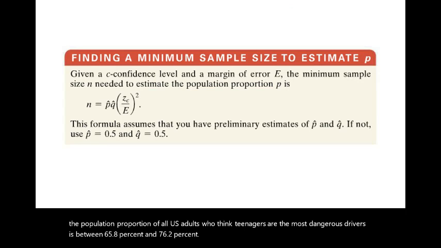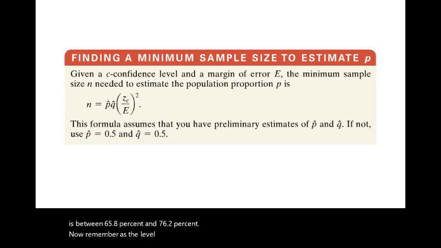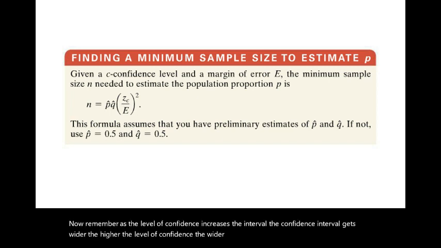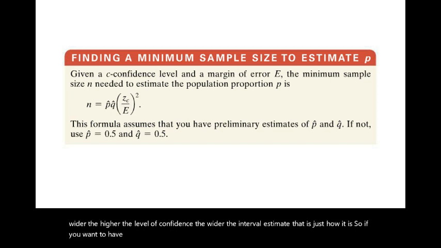Now remember, as the level of confidence increases, the confidence interval gets wider. The higher the level of confidence, the wider the interval estimate. That is just how it is. So if you want a narrower, more pinpointed and more accurate estimate, but with a higher level of confidence, the only way to do that is to increase the sample size.